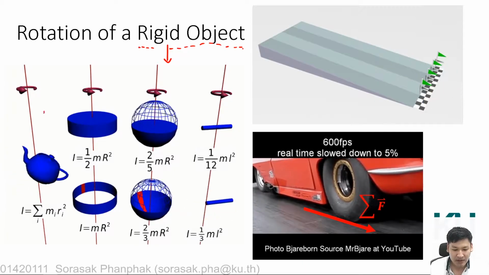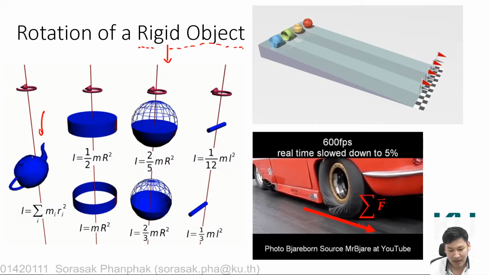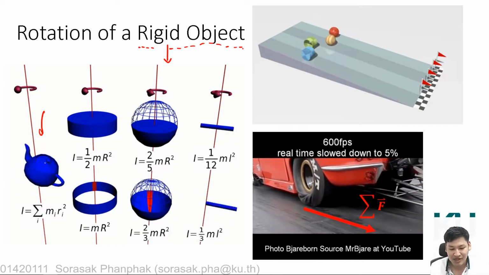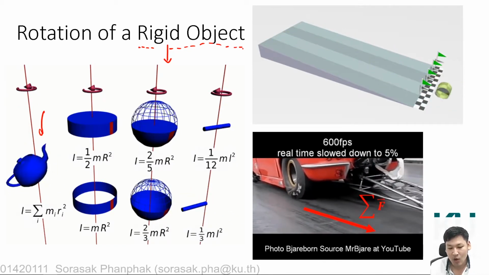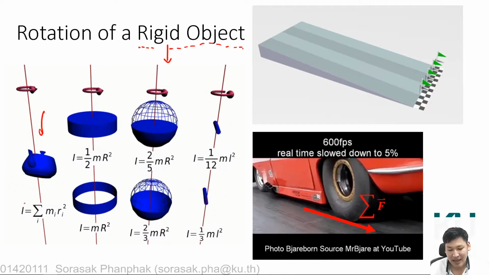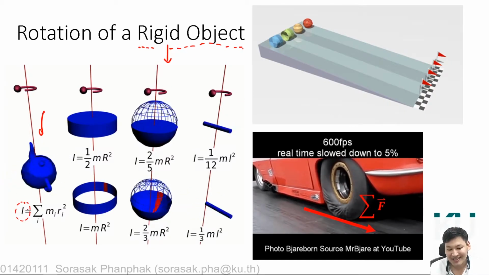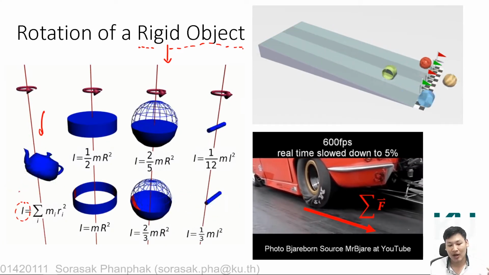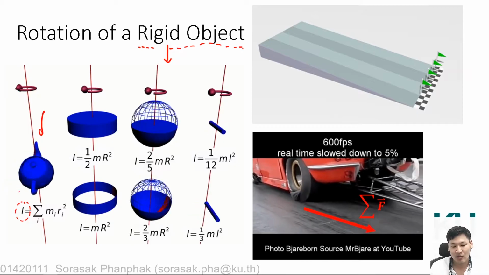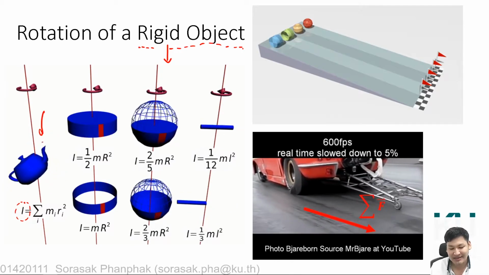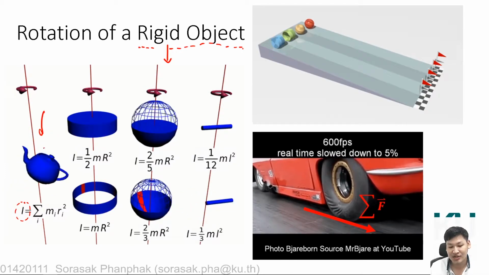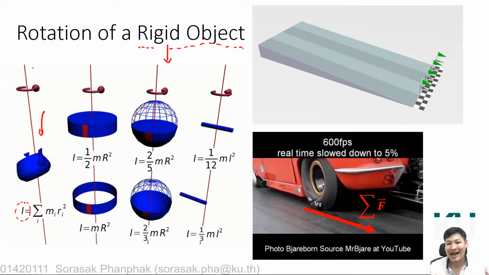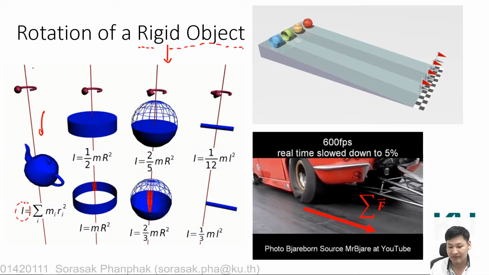For example, this is a teapot. It has no deformation. When you do any rotation, there is a quantity that states the way an object resists being made to rotate. In this case, I call it the moment of inertia. You will learn that different objects rotating about different axes have different moments of inertia.